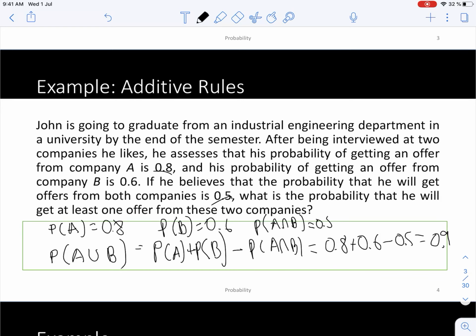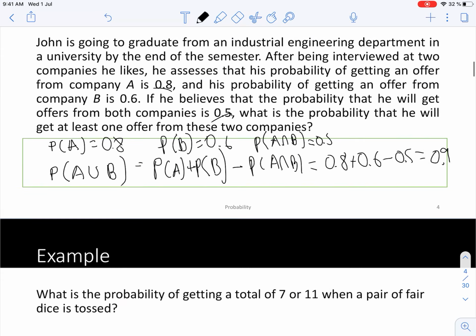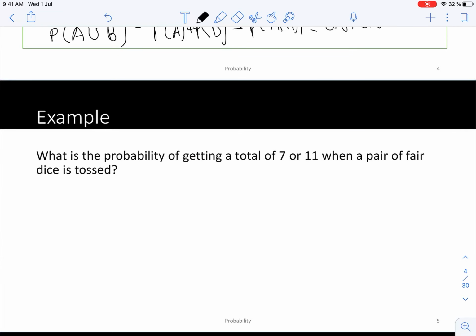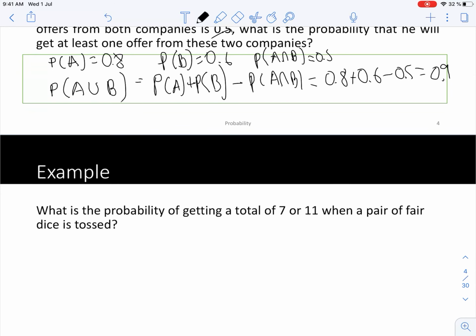So that was using the rule that we discovered for the additive rule of 2 events. Let's check a second example. What is the probability of getting a total of 7 or 11 when a pair of fair dice is tossed? Here we want to compute one or the other, or both. So that's a union again, A union B. That's the question in this problem.